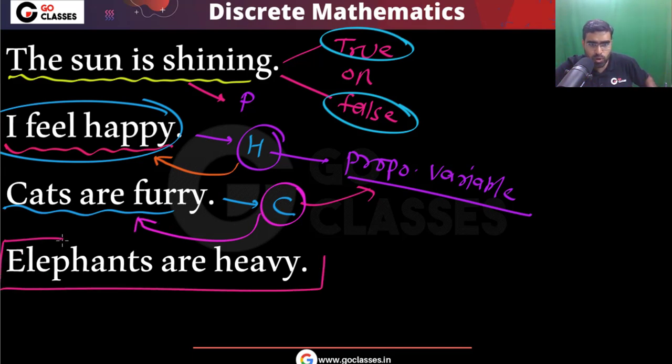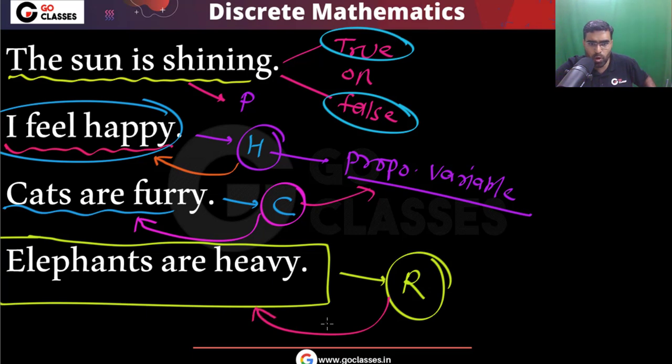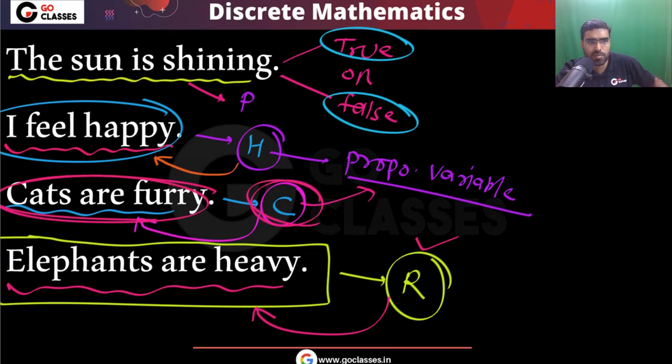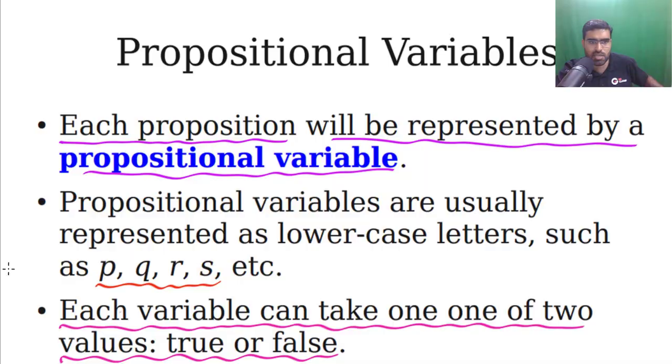Similarly, look at this proposition. Now you can see that this proposition can be represented using another propositional variable, for example, R. Now this propositional variable is representing this proposition. So very simple. This sentence you are representing using this variable. This sentence you are representing using this variable. This proposition you are representing using this variable. So each proposition is represented by a propositional variable. This is what I am saying.